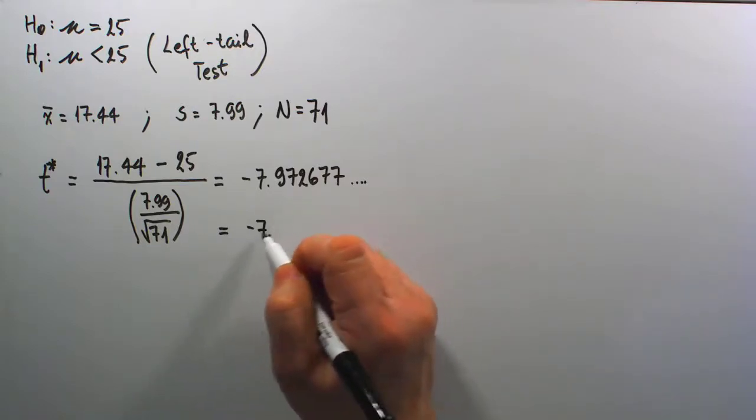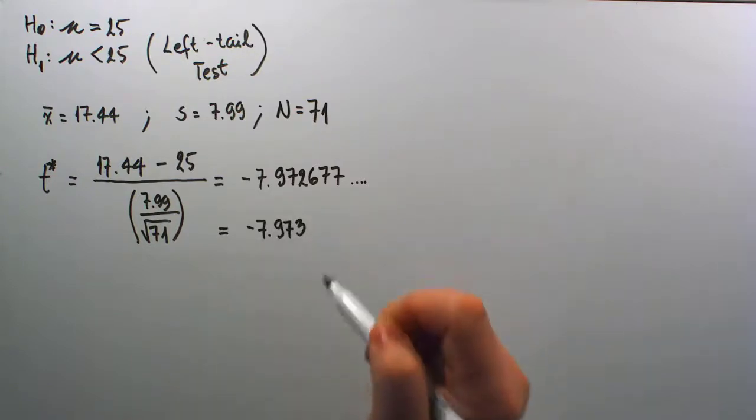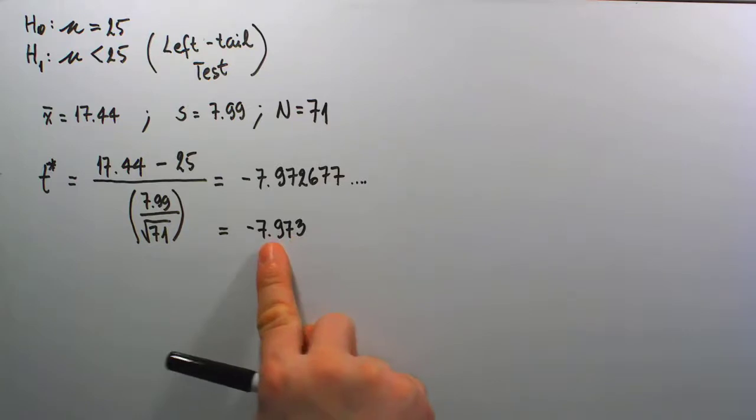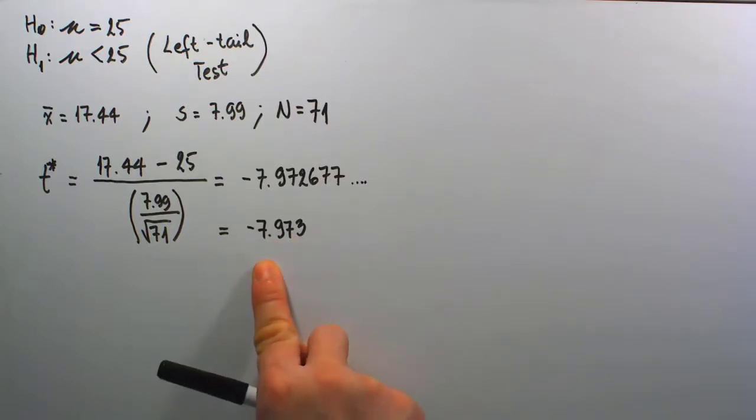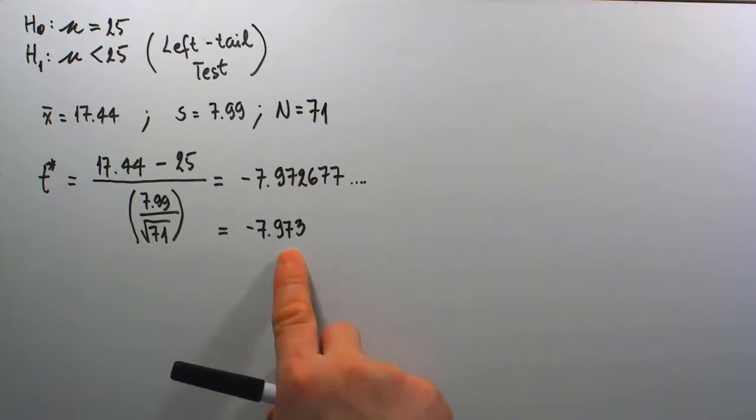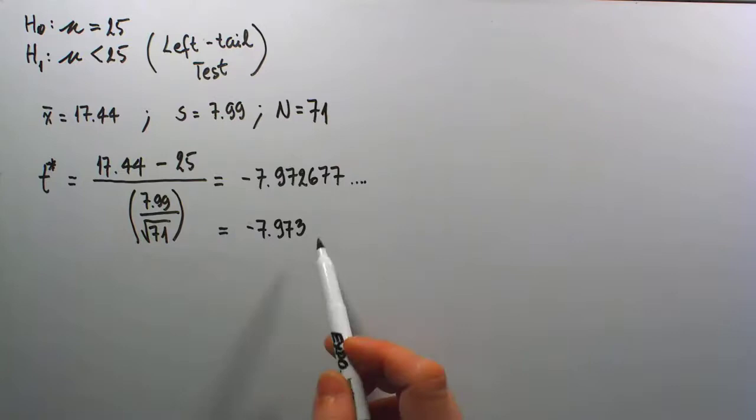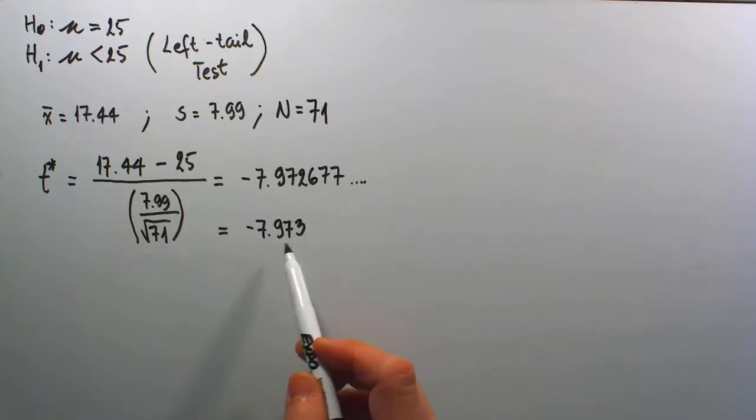So negative 7.973 is what I'm using here in the video. But as I said again, any one of us viewing this video, when you're doing your own problem, make sure you watch for your own rounding requirements for each problem that you're working with. So t star here is negative 7.973.